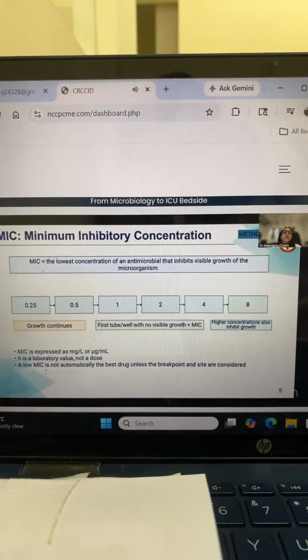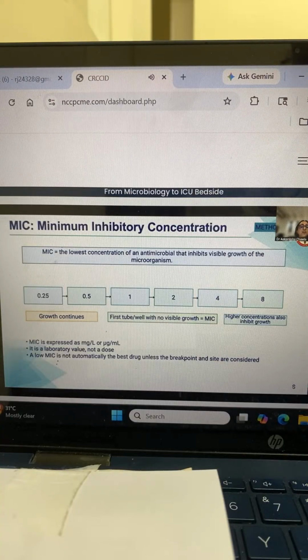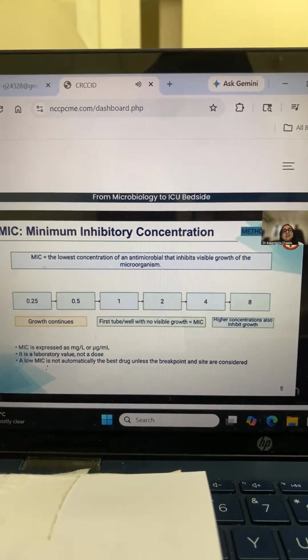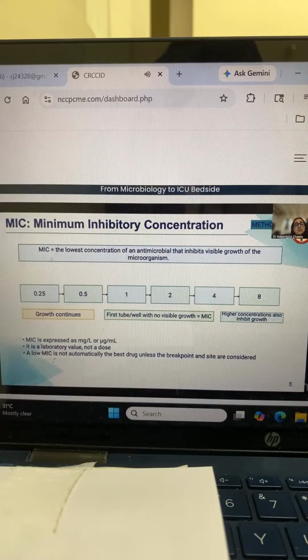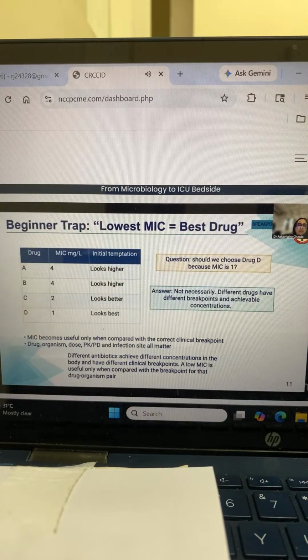Now let's understand what is MIC. MIC is the lowest concentration of an antimicrobial that inhibits visible growth of the microorganism. So the first tube or well with no visible growth is your MIC. And of course at concentrations higher than that, you would see inhibited growth. So MIC is expressed as milligram per liter or microgram per ml. It is a lab value, not a dose. And a low MIC is not automatically the best drug unless the breakpoint and the site are considered. So everything together has to be incorporated before you actually choose an antimicrobial agent.